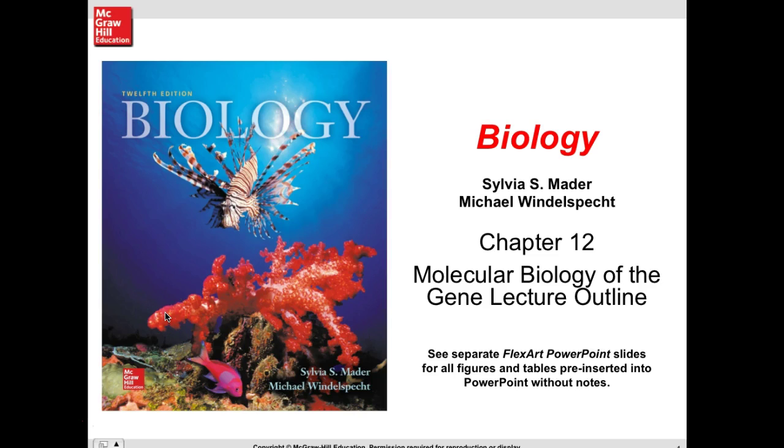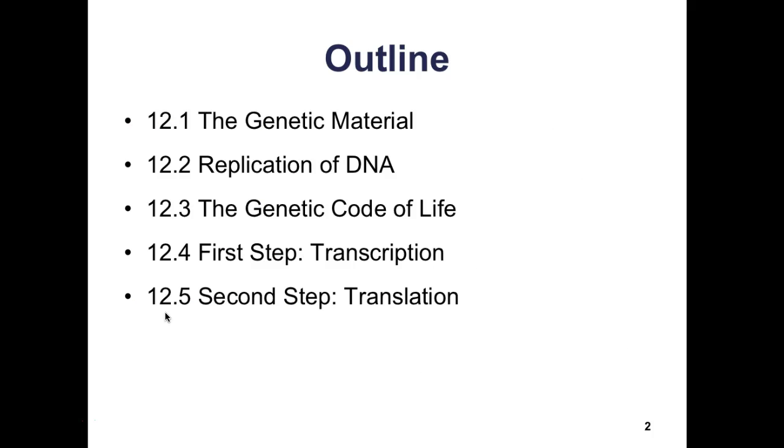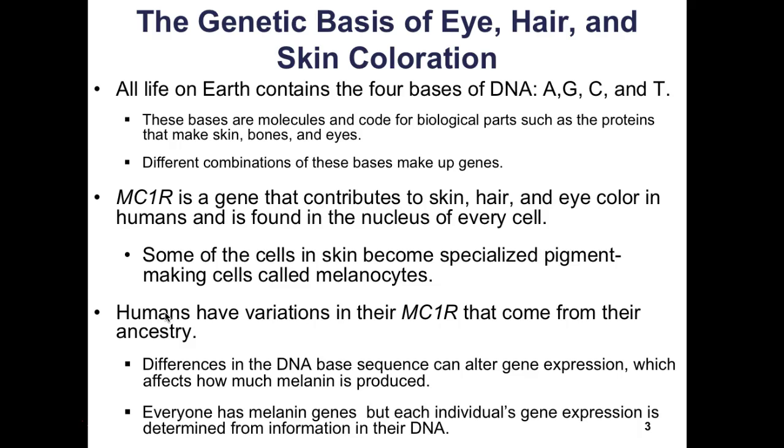Molecular biology of the gene, chapter 12. There are 5 sections: the genetic material, replication of DNA, the genetic code of life, and then looking at protein synthesis, the 2 steps, transcription and translation. So basically, the genetic basis of eye, hair, and skin coloration.